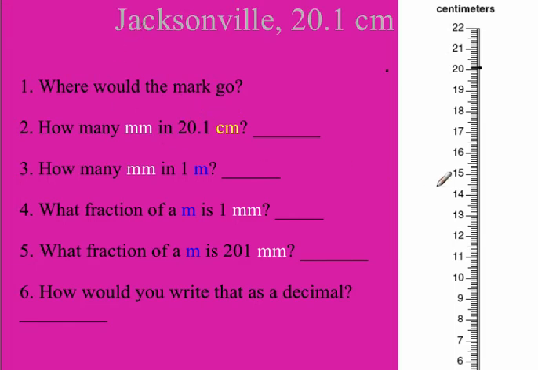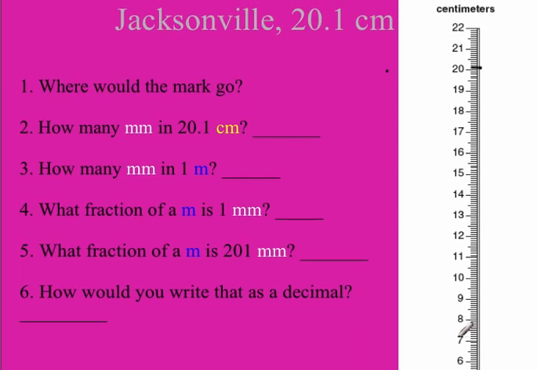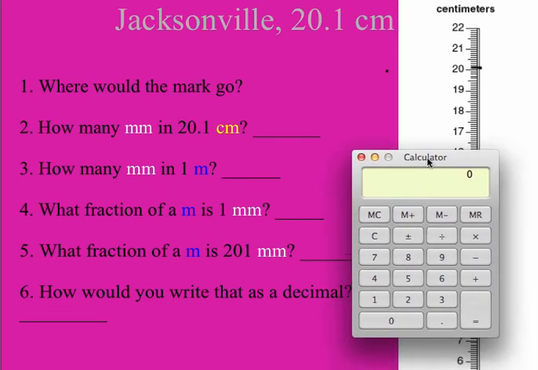Now, here's the first step. In order to work with fractions and decimals, we want to get our centimeters into millimeters and our millimeters into meters. So here are some steps on how you can do that. How many millimeters would be in 20 1/10 of a centimeter? Well, you know that in every centimeter there are 10 millimeters. So you can think of it like a multiplication problem and multiply this number by 10. You can either do that in your head or you can break out your handy dandy calculator.